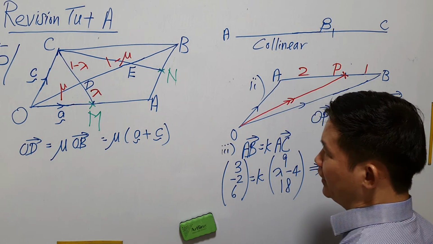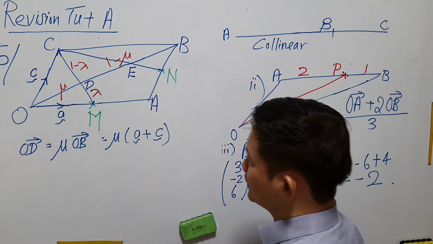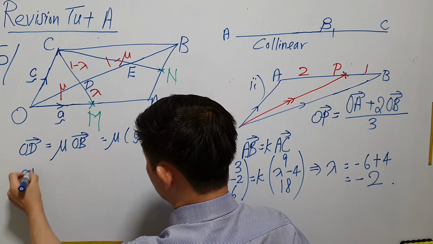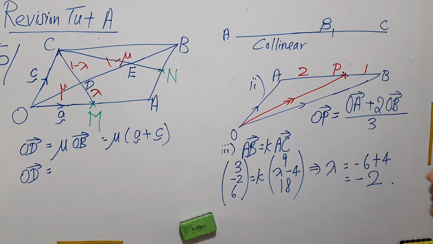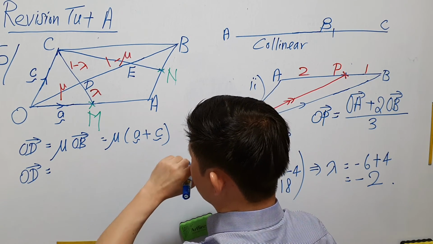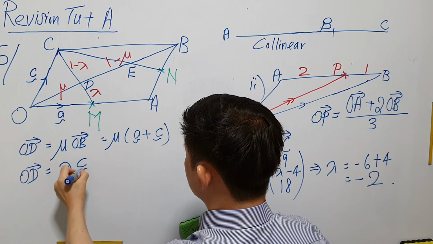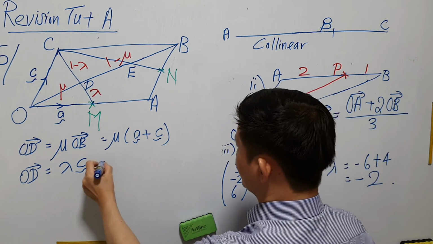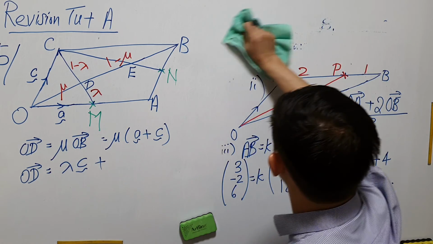On the other hand, this vector OD, as part of this triangle, is equal to, using the ratio theorem, lambda of C plus, okay, let me pause and let's see if you can read my mind. What am I going to write next? I'm going to pause for a moment while I print the board for you to ponder.